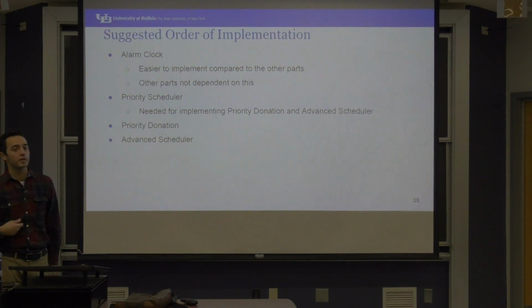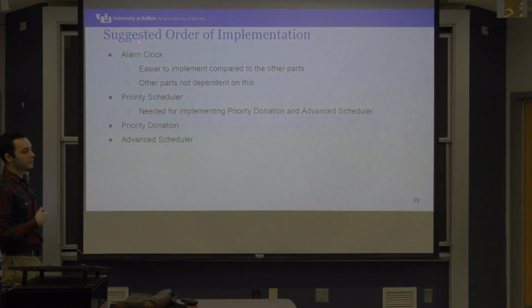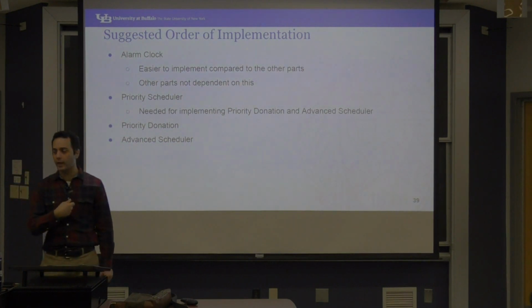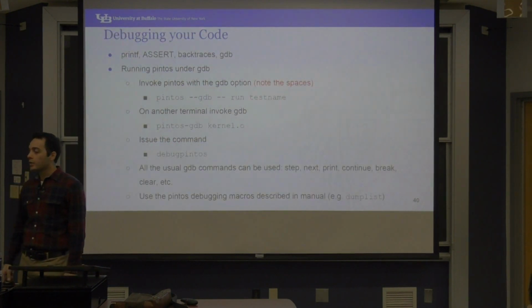And then this is the suggested order of implementation, as I mentioned earlier. Start with the alarm clock. It's easier to implement compared to the other ones, and also easier to test. Then the priority scheduler, then the donation after you're done with the priority scheduler, and then the MLFQS. This is a little bit more difficult and, again, independent of the others.